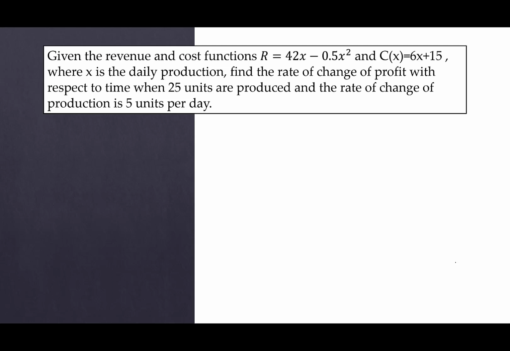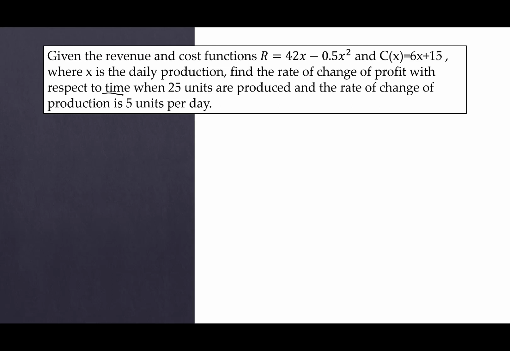Next, given the revenue and cost functions, r equals 42x minus 0.5x squared, and c of x is 6x plus 15, where x is the daily production, find the rate of change of profit with respect to time when 25 units are produced, and the rate of change of production is 5 units per day. We want to start by saying, what's the independent variable? And the independent variable this time is time. That's what we're looking for, the rate of change of profit with respect to time.